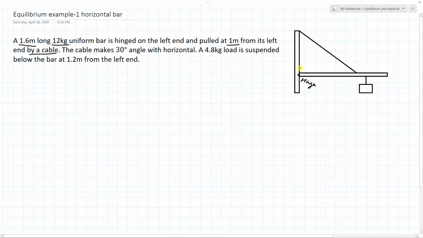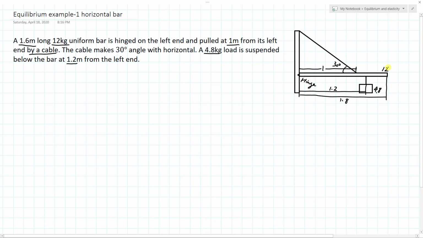And this bar is pulled 1 meter from the left end by this cable, and the cable has a 30-degree angle. The whole bar's length is 1.6 meters, but there's also a 4.8 kilogram load suspended below the bar at 1.2 meters. So this distance is 1.2 meters, and the total length of the bar is 1.8 meters. This is 4.8 kilograms, and the bar is 12 and uniform.